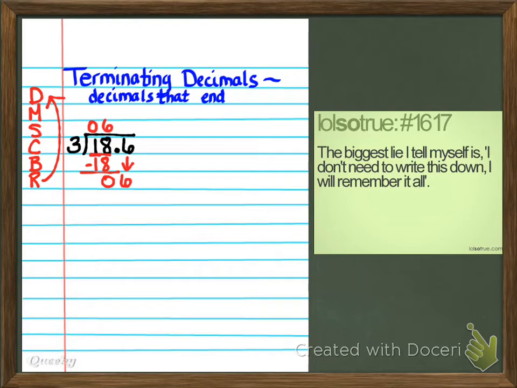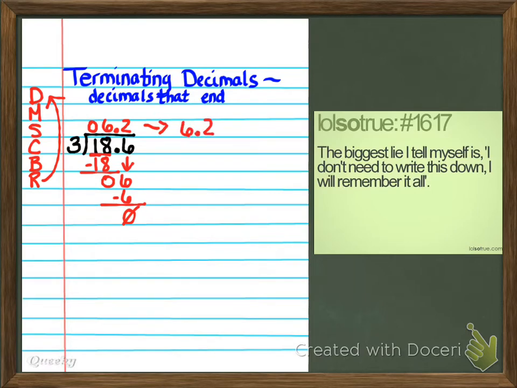3 goes into 6 2 times. 2 times 3 is 6. Subtract, and I end up getting 0. Now don't forget to place your decimal. So you see the decimal in my dividend is between the 8 and the 6, so I'm going to slide it straight up. So therefore my answer is going to be 6 and 2 tenths.